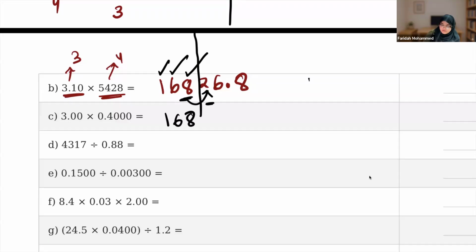Because these two are before the decimal, they become 0. After the decimal, you don't have to write it down. Before the decimal, it becomes 0 because you only want 3 significant figures. After the decimal, you don't have to write it down.